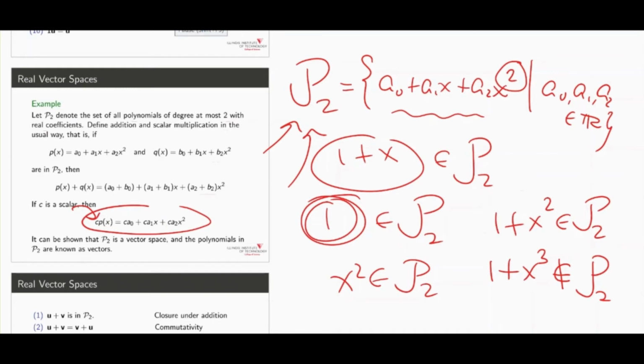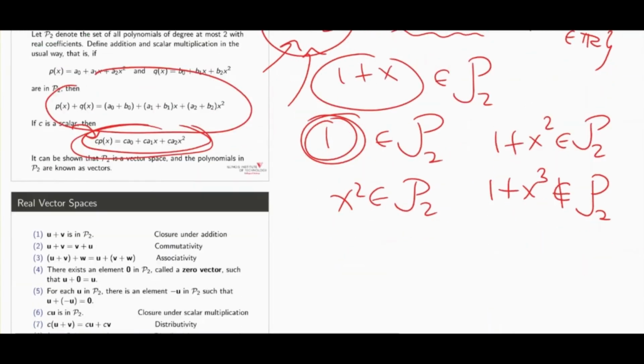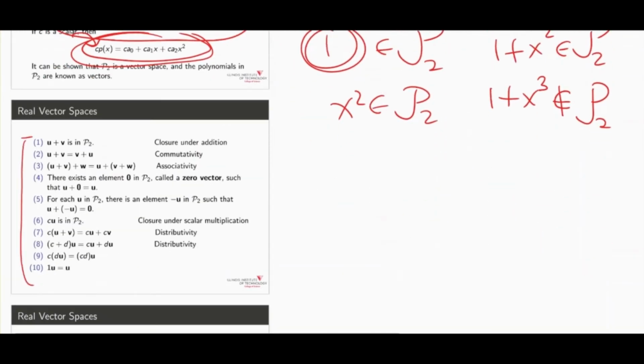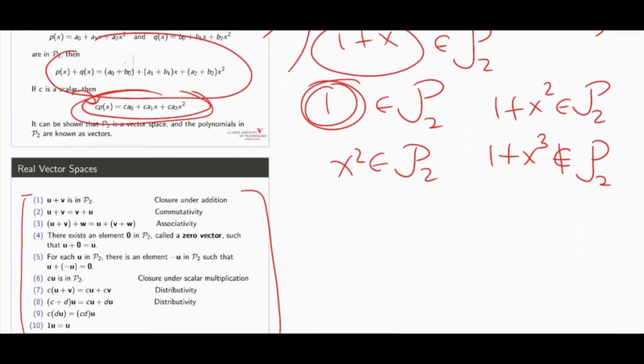So now the key thing is, once you have polynomials of degree at most 2 with this addition and scalar multiplication, you can go through these 10 axioms and you will see that all 10 axioms are satisfied. If you add two polynomials of degree at most 2, it's still a polynomial of degree at most 2. Polynomial addition is commutative. Polynomial addition is also associative. For every polynomial, you have a zero polynomial that serves as a zero vector, such that a polynomial plus the zero polynomial equals that polynomial, and so on and so forth.